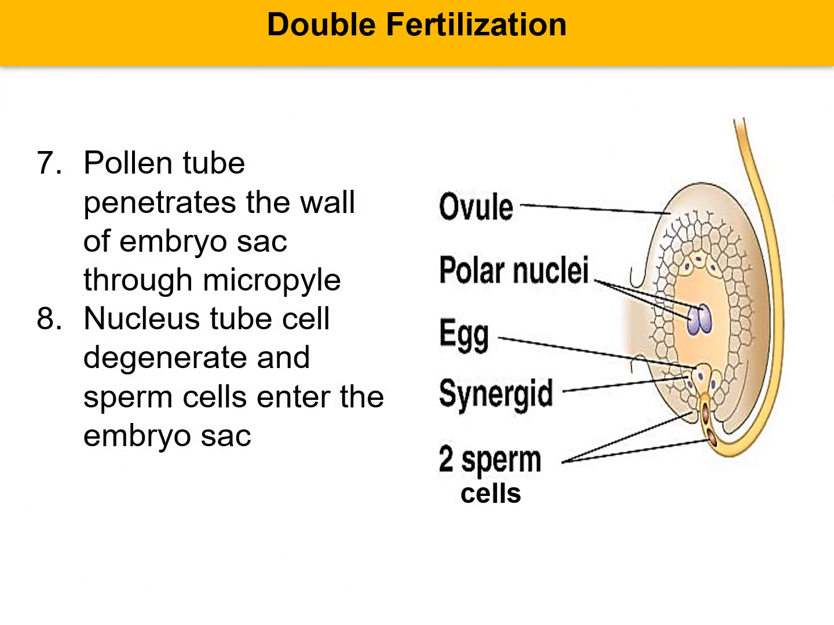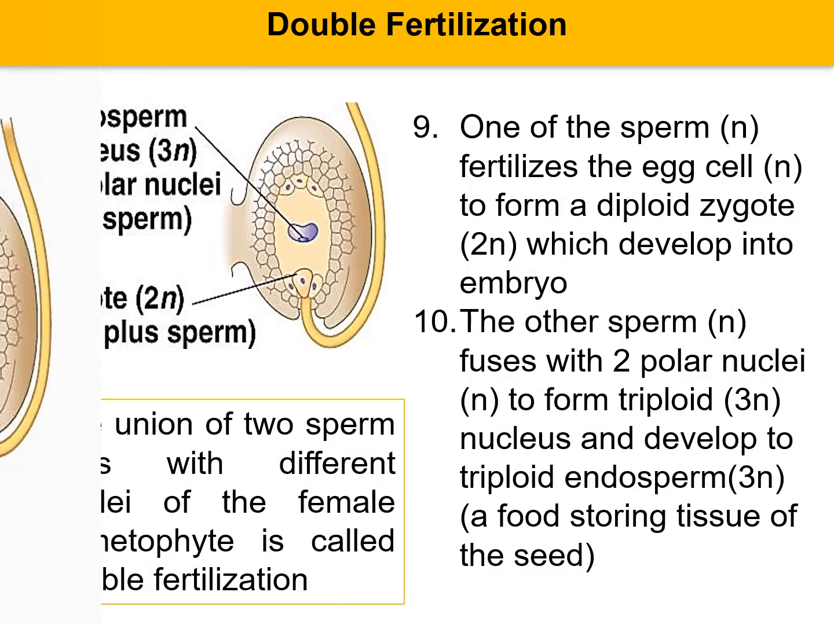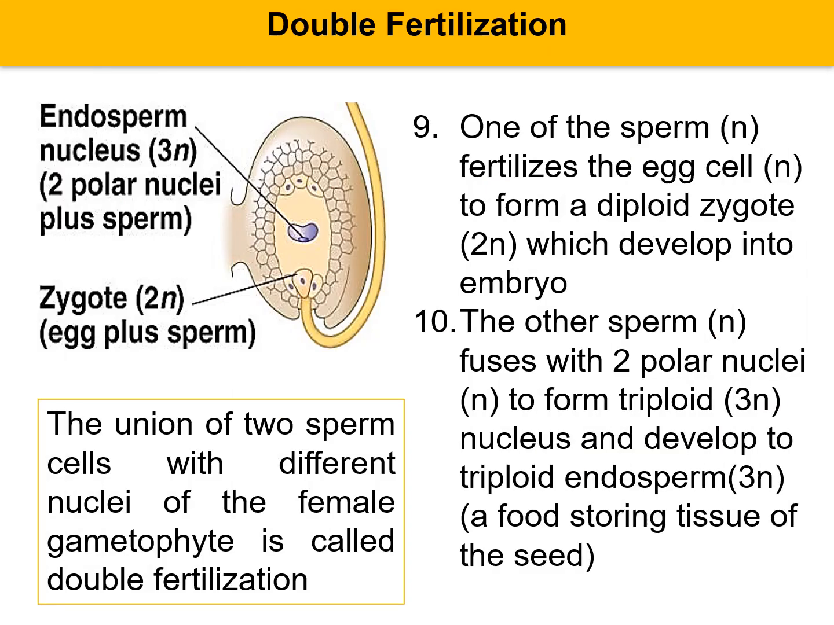When the pollen tube penetrates the wall of the embryo sac through micropyle, the sperm cell will enter the embryo sac. So one of the sperm will fertilize the egg cell and form diploid zygote, which then will develop into embryo. The other sperm fuse with two polar nuclei to form triploid endosperm. So endosperm is an important structure that helps store tissues, nutrients, and for the developing seed.